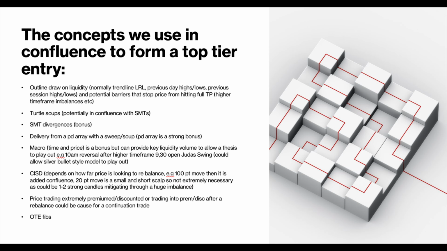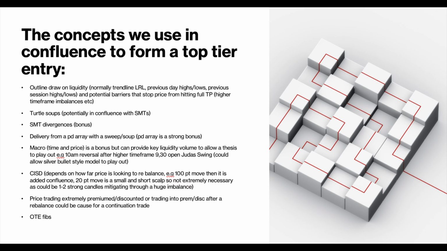Another thing is CISD, or change in state of delivery, but this depends on how far price is looking to rebalance. For an example, let's say we're trying to target a 100-point move, then it's definitely a great added confluence. But if we're looking for a small blip kind of reversal or momentum trade, it's not really something that we bet on, especially if price is trading through one or two strong candles, trying to mitigate through a huge imbalance.